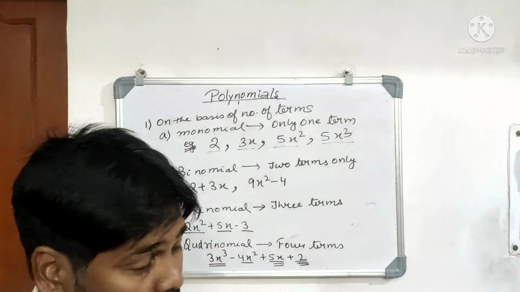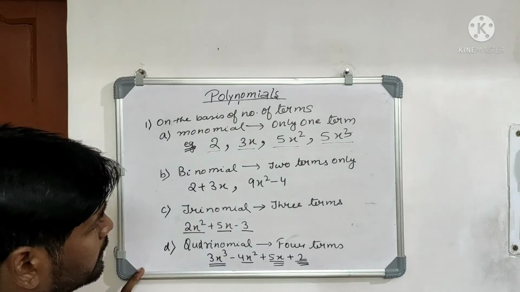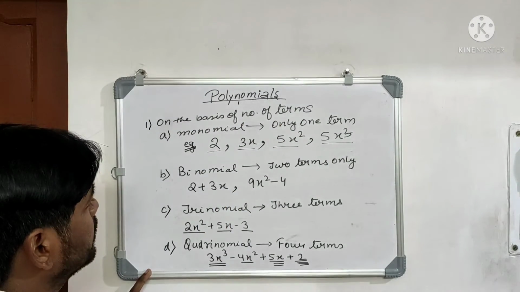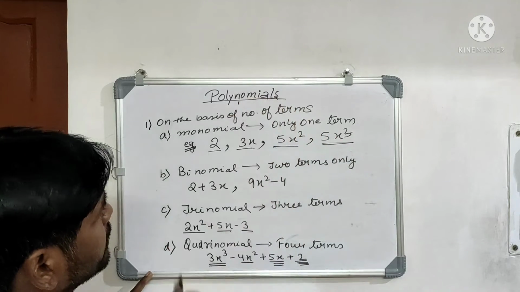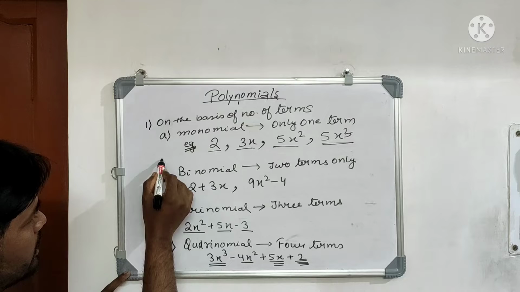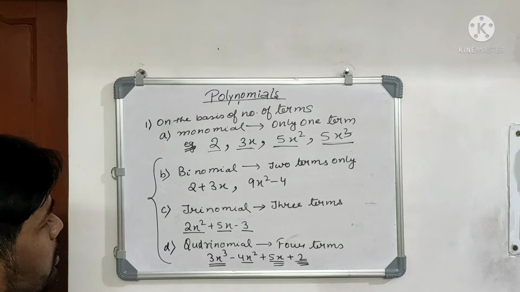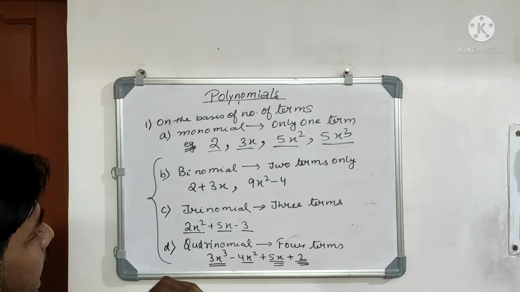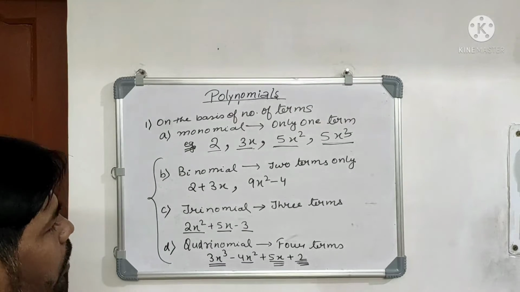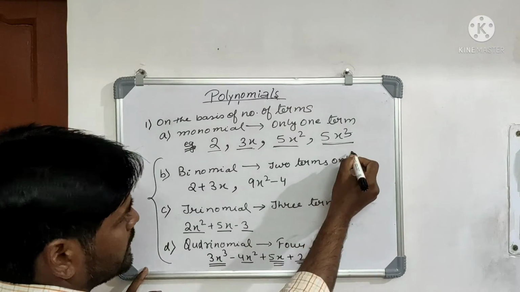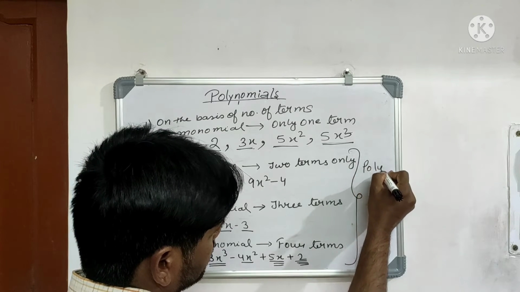Very interestingly, monomials, since they are algebraic expressions with just one term, cannot be categorized under the head of polynomials, whereas these categories of expressions having either 2 terms, 3 terms or 4 terms can be called polynomials. Let me write it here: polynomials.